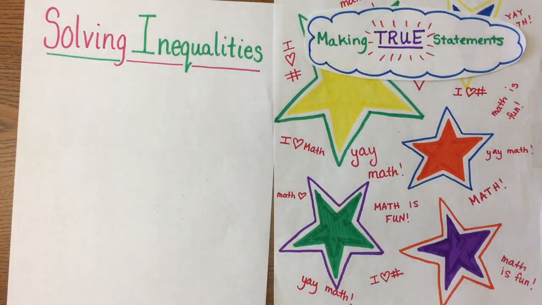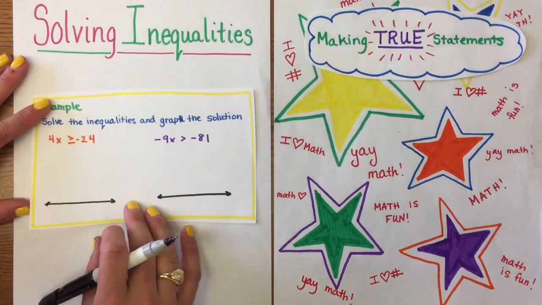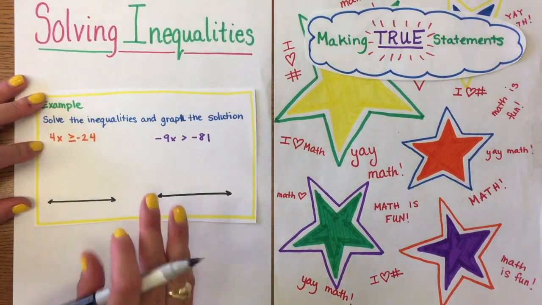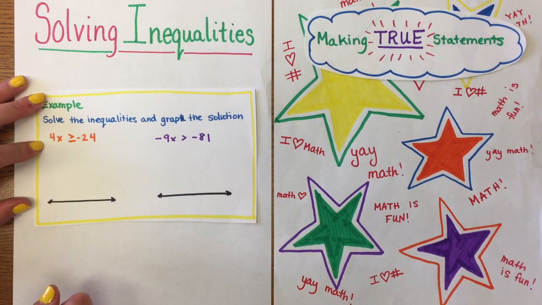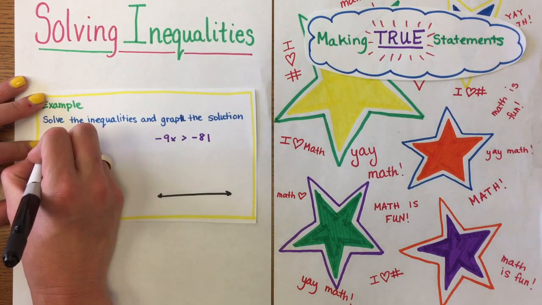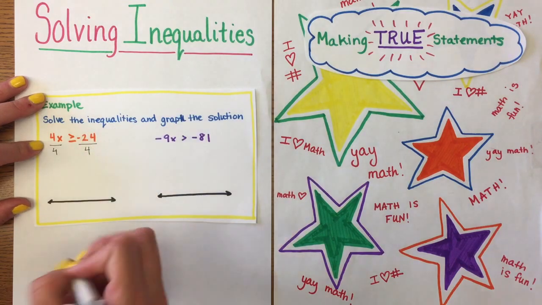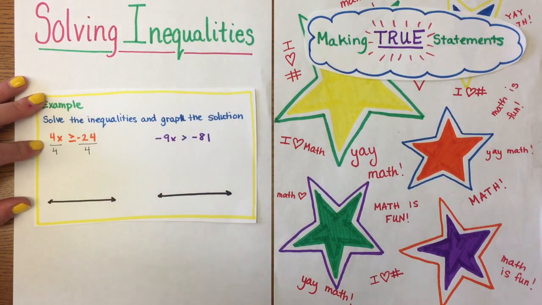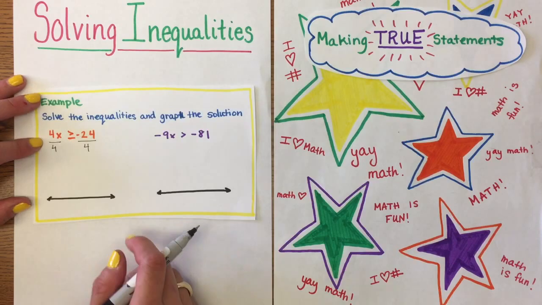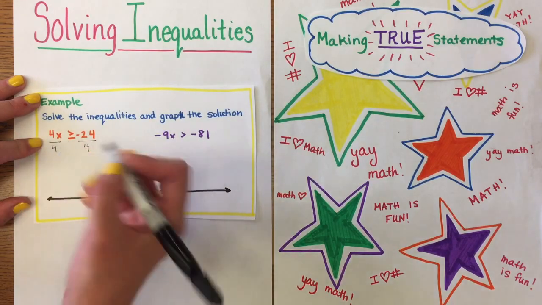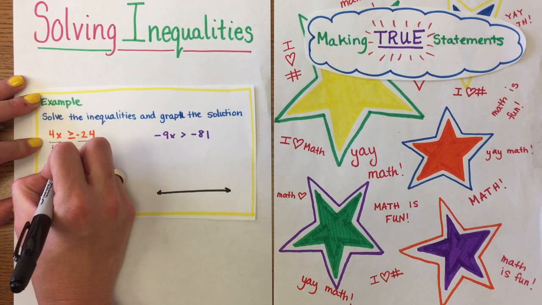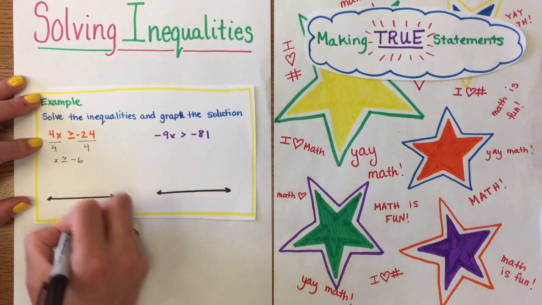Let's look at how we might use this to solve a simple inequality. All right, so I've got 4x is greater than or equal to negative 24. To solve this inequality, I need to divide both sides by 4. 4 is a positive number, so I don't need to worry about changing my inequality symbol. This becomes x is greater than or equal to negative 6.